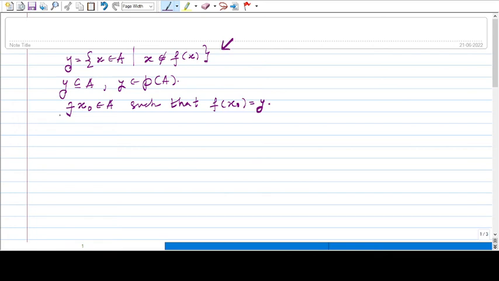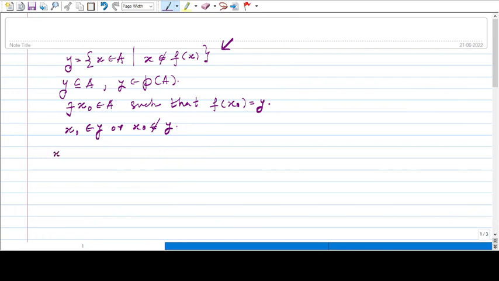Now here is the point. My question is, does x naught belong to Y? Yeah, that's my question. Is x naught in Y? Because x naught is an element of A and Y is a subset of A, I have two possibilities: either x naught belongs to Y or x naught does not belong to Y. These are the only two possibilities, right? Because x naught, being an element of A, definitely has only these two possibilities.